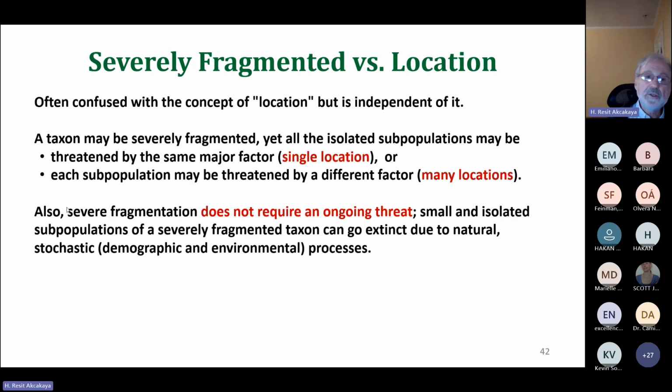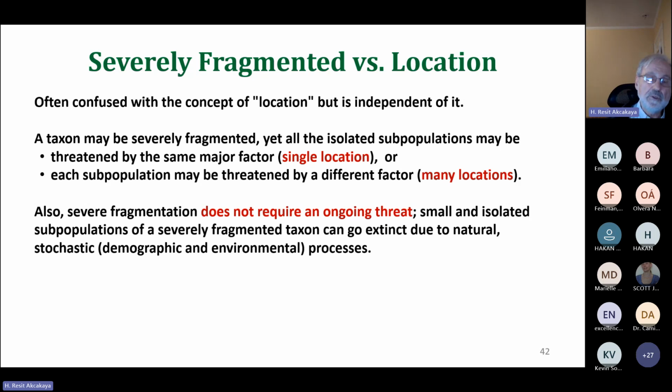Okay, so final clarification. Just to mention again, severely fragmented is usually understood quite well, but sometimes it's confused with location. But it is really independent of the concept of location. A taxon can be severely fragmented, yet all the isolated populations may be threatened by the same major factor. And that means there will be a single location. So all of them may be in a single location, or each subpopulation may be threatened by a different factor, in which case there will be many locations, right?